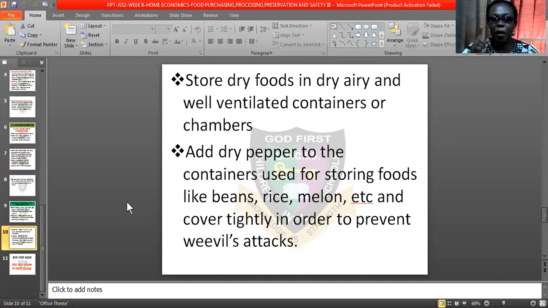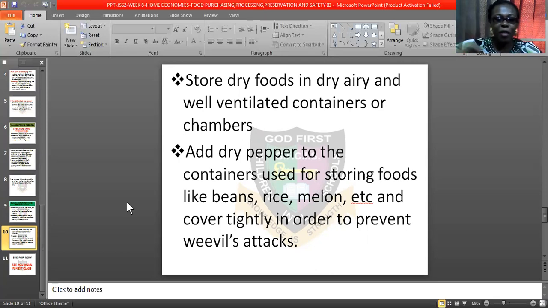Add dry pepper to the container used for storing food like beans, rice, melon, etc. And cover tightly in order to prevent weevils. That's another way too. I remember when I was in my house, when I was still a young girl, my mom, if you want to store beans, will buy pepper. She will not grind it, just buy pepper, and she will pour the beans at a point, pour pepper, pour beans, pour pepper, pour beans and add pepper, just like that.